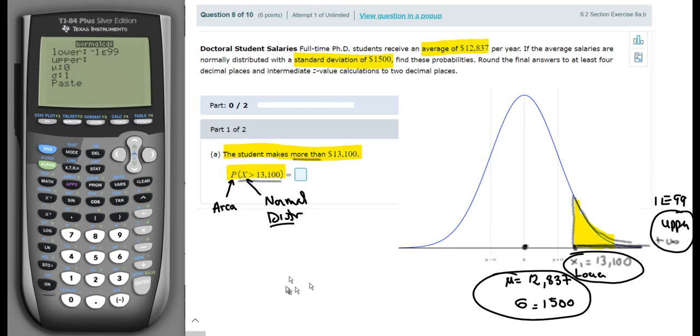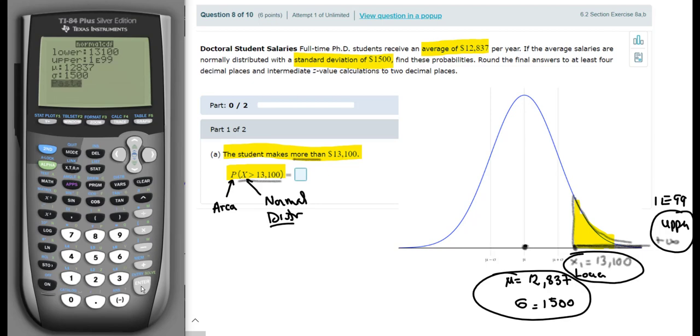Okay, let's plug it in. The first value here is going to be 13,100. The upper end is going to be 1, then second and comma to get the e, and then 99. It means 10 to the exponent 99, which is a huge number. We go to the mean, which is 12,837, and we go to sigma, which is 1500.